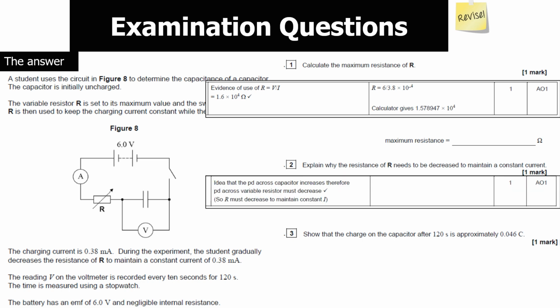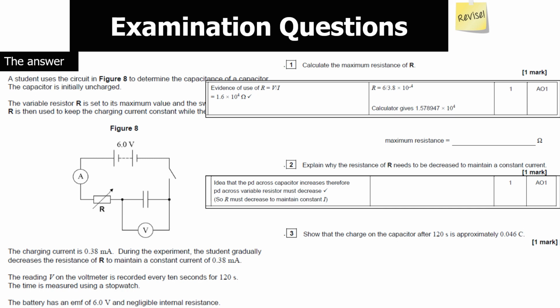Now, in our next question, it's the idea that the potential difference across the capacitor is increasing as it's charging, because it's building up that difference in charge across both plates. So therefore, the potential difference across the variable resistor is decreasing, so that will cause the current to go down, because you need that push, that potential difference, to push the charge across and to maintain that current. So therefore, we're going to decrease the resistance to maintain that constant current.